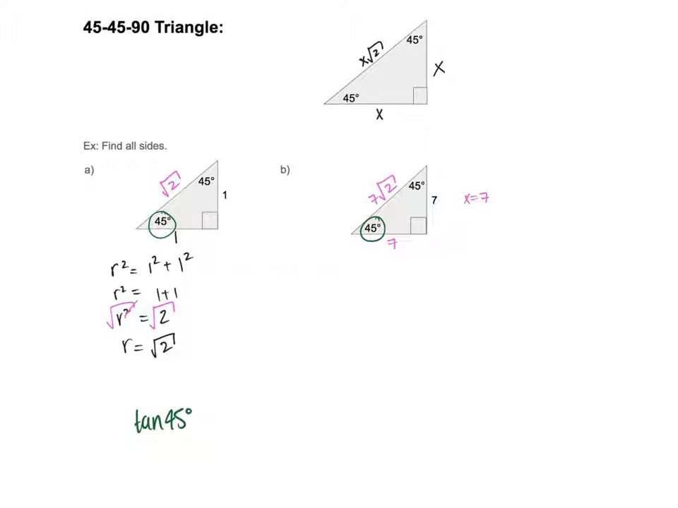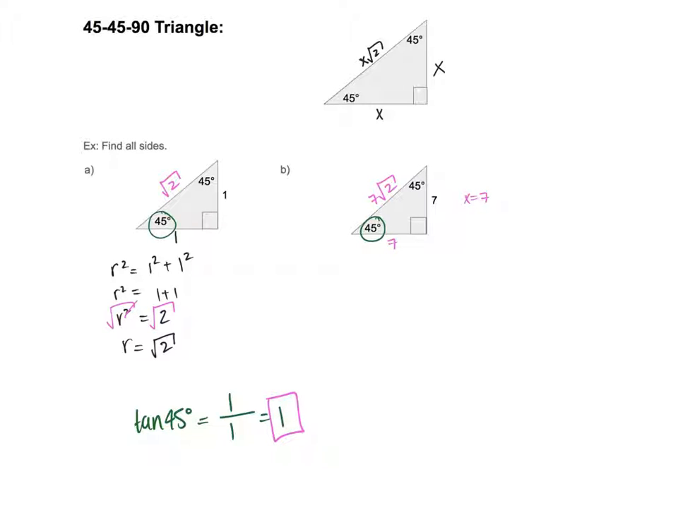So 45 degrees, if I want tangent, that's TOA, or opposite over adjacent, right? So if this is opposite over adjacent, let me erase that now. Opposite is 1, adjacent's 1. So that's going to be 1 over 1, which can be reduced down to 1. And so this here is my answer, or my ratio for tangent 45.